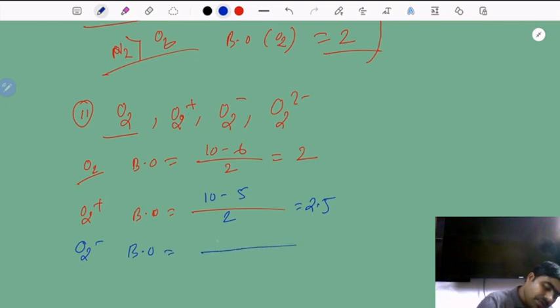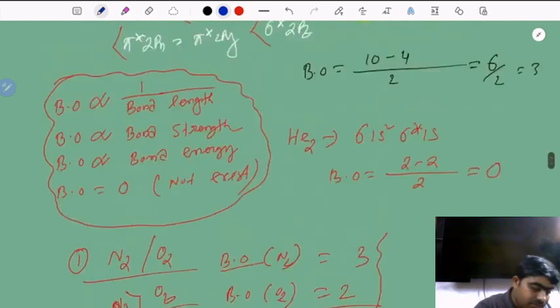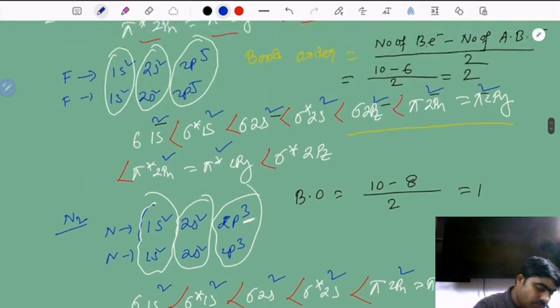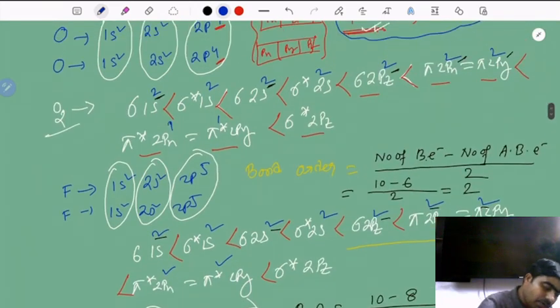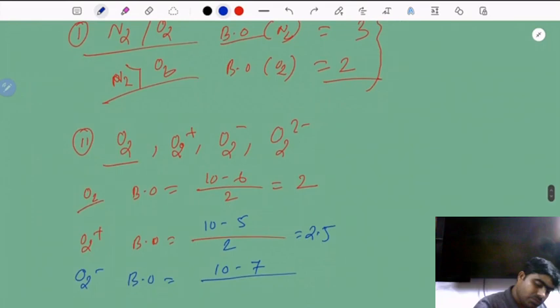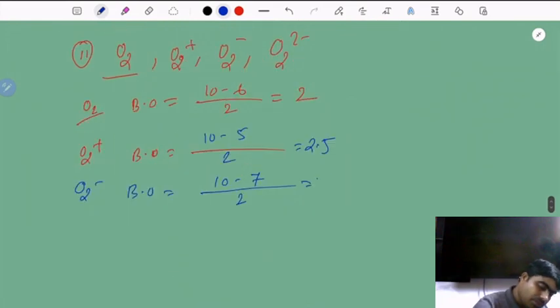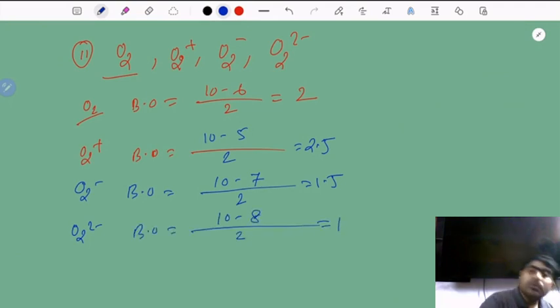Now we go for O2 minus. What is the bond order? Bonding electrons 10, anti-bonding 7. One extra electron will enter the pi star orbital, so it becomes 7 in anti-bonding when it is O2 minus. So the bond order is (10 minus 7) by 2, equal to 1.5. And for O2 2 minus, the bond order equals (10 minus 8) by 2, equal to 1.